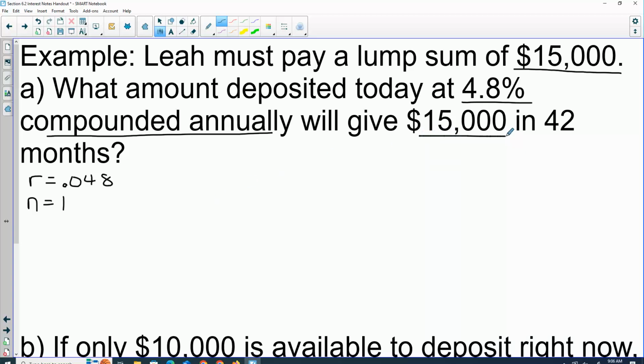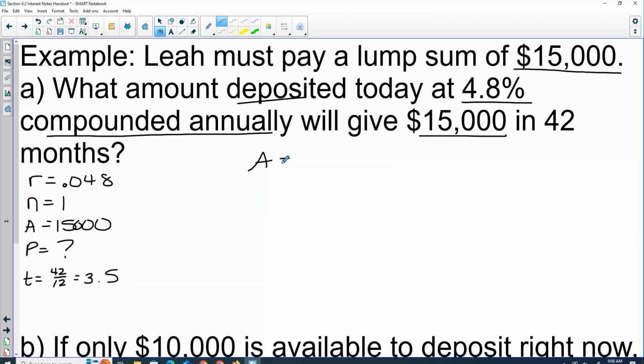Is 15,000 what I have today or what I have in the future? That's the future. So my A is 15,000. I'm trying to find the amount today, so I'm looking for P this time. 42 months, I have to change that into years. How would I do that? And we get 3.5.